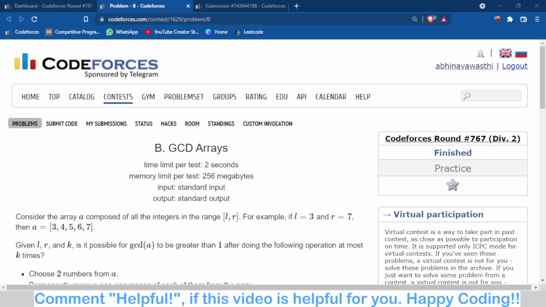The question is that you are given the numbers in the range L to R, and you have to make the GCD of the numbers greater than 1. By doing some operations at most k times, you have to tell whether you can make the GCD greater than 1 or not. This is basically the problem. Now we have to write the code for this. So let's understand this on the whiteboard.